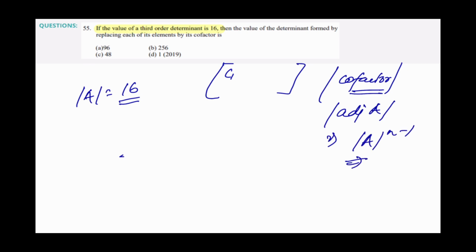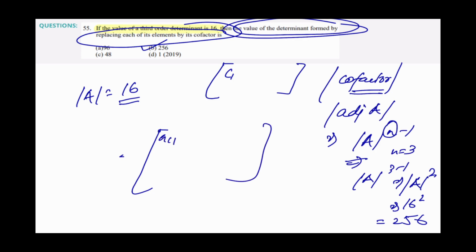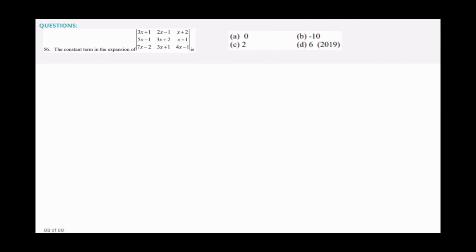If you remember the formula, determinant of adjoint A is determinant of A to the power n minus 1, and n is the order. Here it is order 3, so determinant to the power 3 minus 1, so determinant squared. So 16 squared, that is equal to 256. Pretty simple question. You need to understand this line: the determinant formed by replacing each element, like A11, with its cofactor C11. So basically you're talking about the adjoint one. Done.